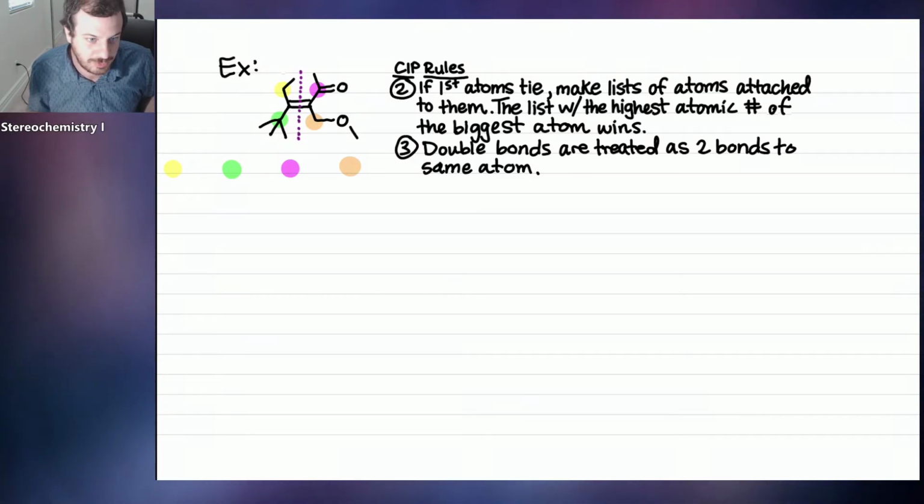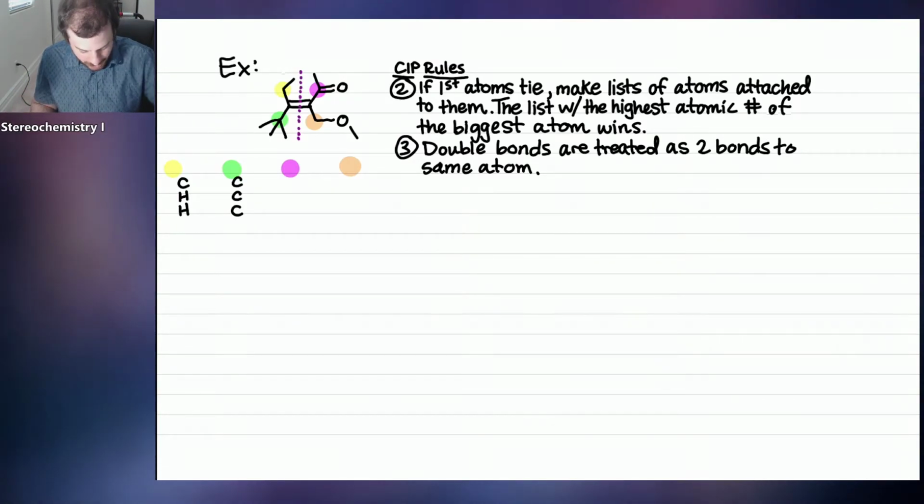Okay, so now let's do Team 1 first. What atoms are attached to yellow other than the alkene itself? So if you look at yellow, it's attached to a carbon, and it's also having 2 implicit hydrogens on there. So we're going to make our list as carbon, hydrogen, hydrogen. Now let's do our list for green. Green is attached to 3 carbons, so it's going to be carbon, carbon, carbon. All right, so now we just go down our list and we choose the first winner.